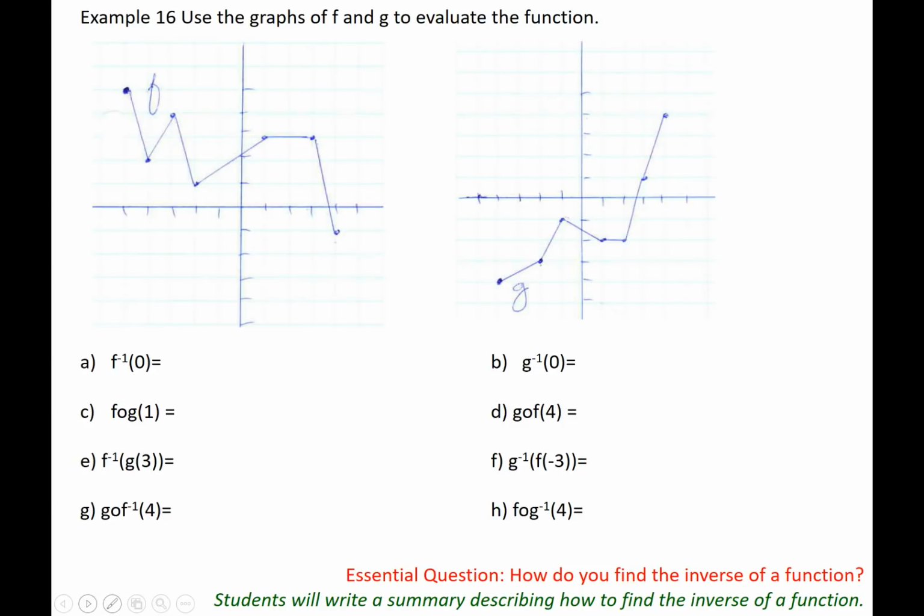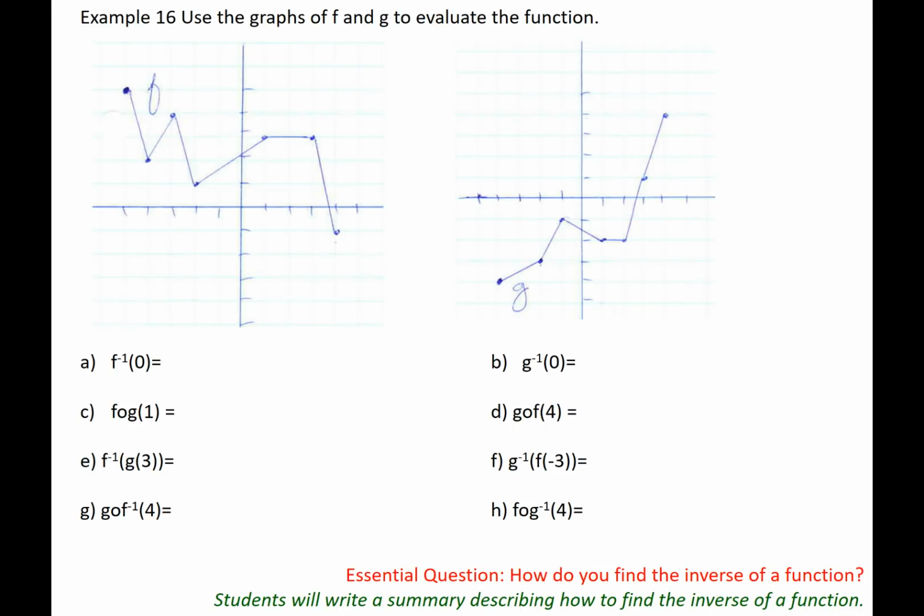All right, so we're going to use the graphs of f and g to evaluate the function. You guys have to be able to read values off the graph. There's just no other way to do this, and you've got to be able to do this for the next level. So that's why you'll notice these are hand-drawn graphs, and so it was really super important that we actually practice this.